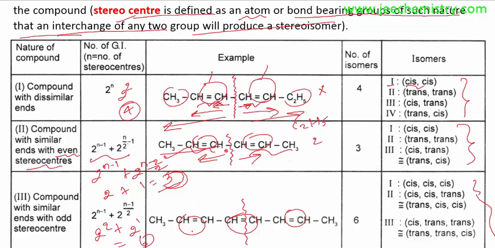With similar ends, first of all we have to draw a plane. If the left and right are mirror images, then that is a similar end. And the formula for geometrical isomers is 2 to the power n minus 1 plus 2 to the power n minus 2 by 2 for even, and 2 to the power n minus 1 plus 2 to the power n minus 1 by 2 for odd. So in this way we can calculate the number of geometrical isomers.